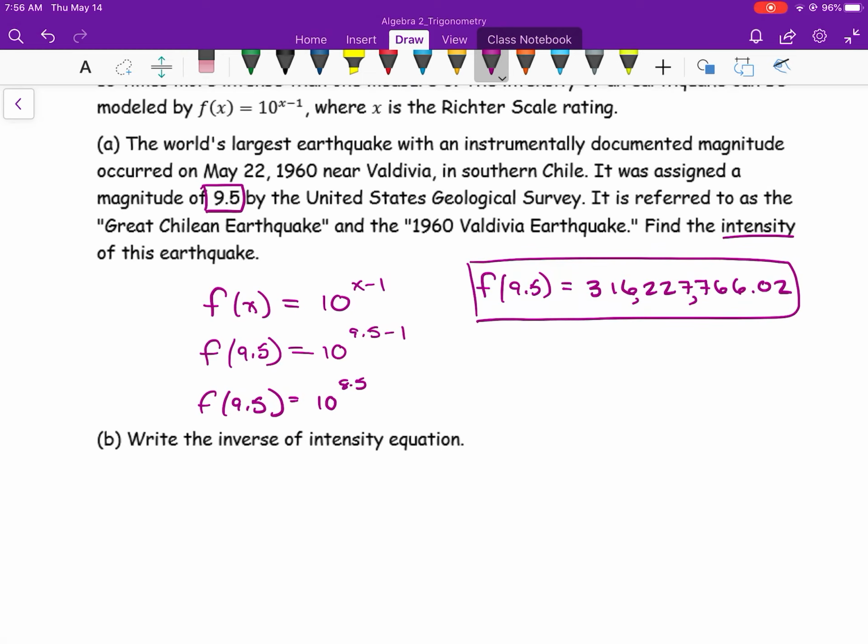Now we're going to find the inverse of this intensity equation. So say y equals 10 to the x minus 1. Swap x and y. So x equals 10 to the y minus 1. Alright, and currently there's no way to solve, so we are done. Till the next lesson, probably come back to that.